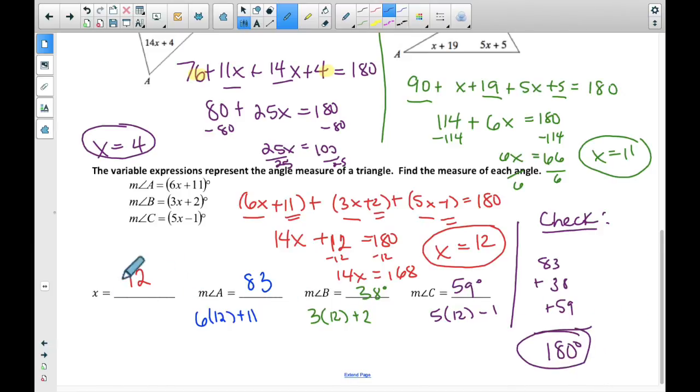Now, you might be wondering, why didn't I put in the 12? Well, I did put in the 12 into all of these. And so that's not actually an angle, that's just x. These are the angles. And the angles do add up to 180, so we are good to go.